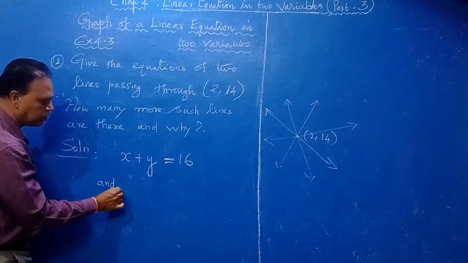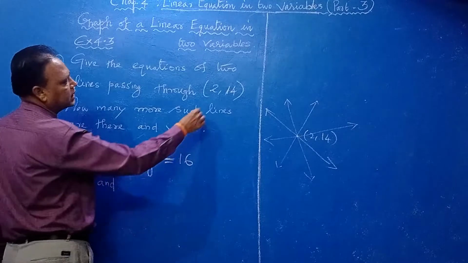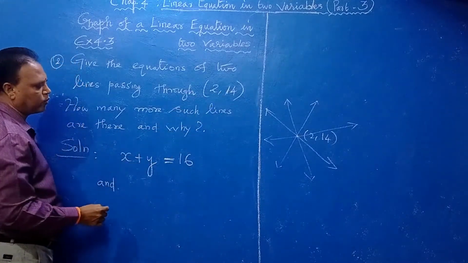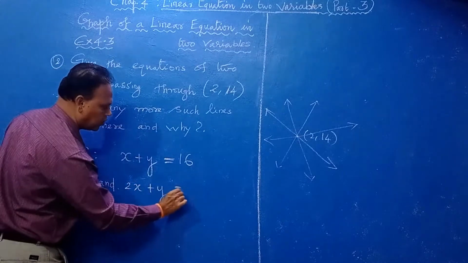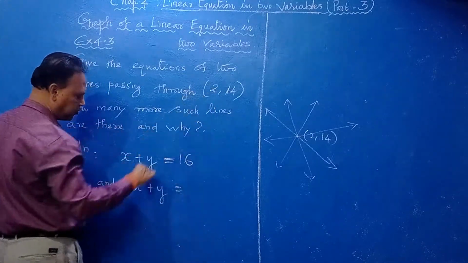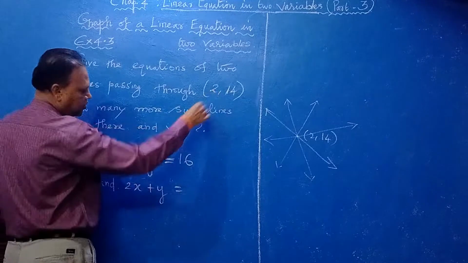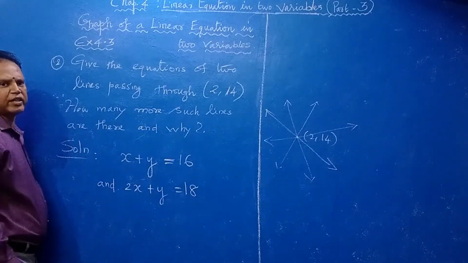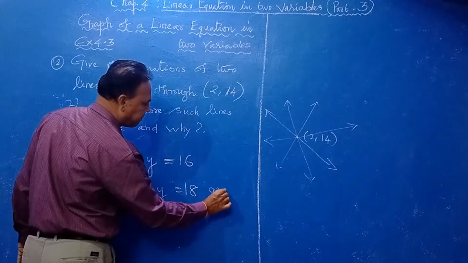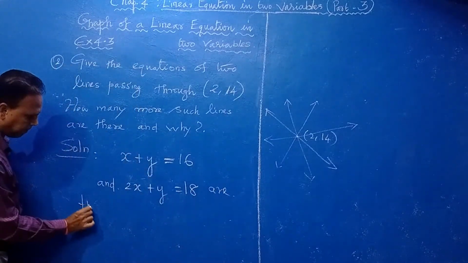And they asked for 2 equations. So, one more equation you write. How will you write one more equation? 2x plus y equal to how much? 2 substituted, 4. 4 plus 14, 18. So, like this, so many equations you can write. Clear? Or 2 equations.